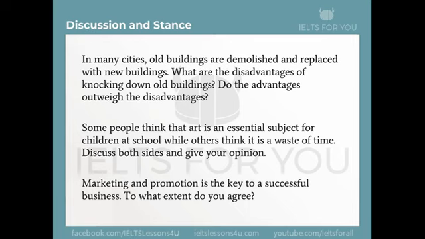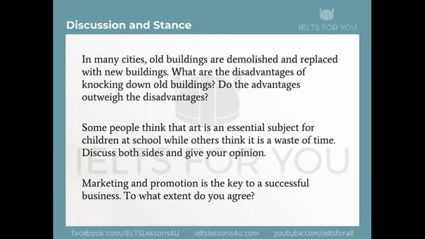So let's look at this first example here. What are the disadvantages of knocking down old buildings, and do the advantages outweigh the disadvantages? So it's clear what the two sides are here, right? We have disadvantages on one side and advantages on the other. So both of those need to be mentioned in your essay.